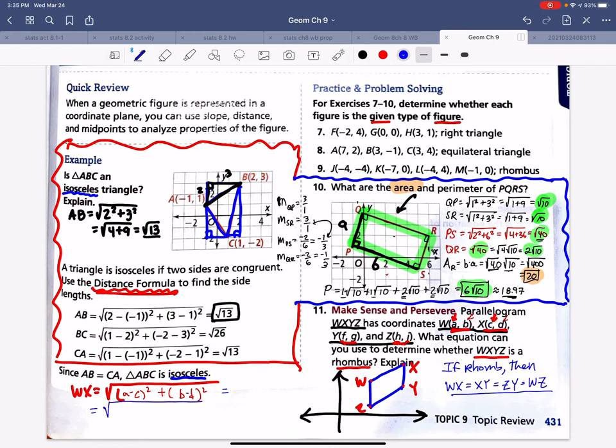All right, so this other one, we did WX. Now let's do XY.